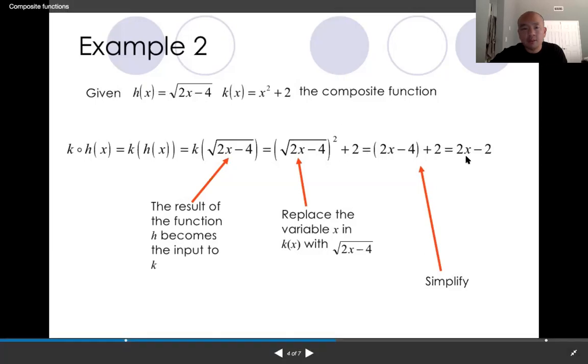All right, let's do one on our own. I'm going to share my whiteboard with you. Let's say I have g of n is equal to 2n plus 3, and h of n is equal to n minus 1. What I'm going to do is get g of h of n.